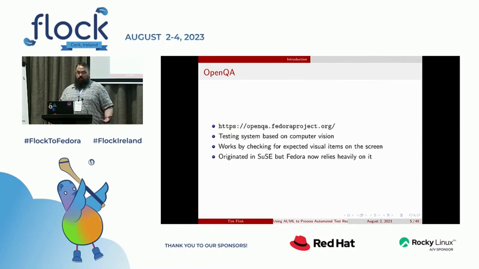The system itself started with SUSE. As far as I know, it's almost the way they do all of their automated testing. But it is in Fedora now, and it is a critical part of our release process. Basically, every update in Bodhi goes through OpenQA, and at this point every Rawhide update goes through OpenQA as well. So it runs a lot of tests.